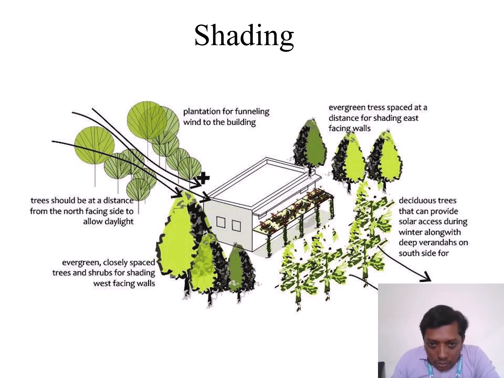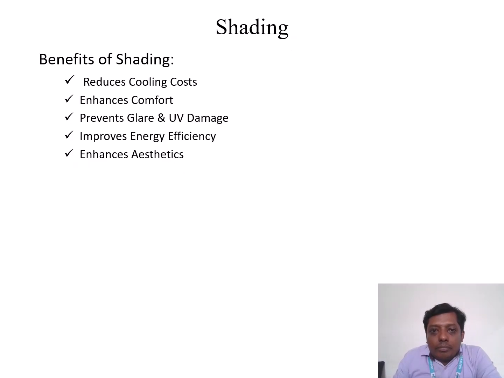So regarding the orientation of shading, we plant more trees, shrubs, and green walls for blocking the daylight sunlight. Benefits of shading: reduce cooling cost, enhances comfort, prevent glare and UV damage, improves energy efficiency, enhances aesthetics.